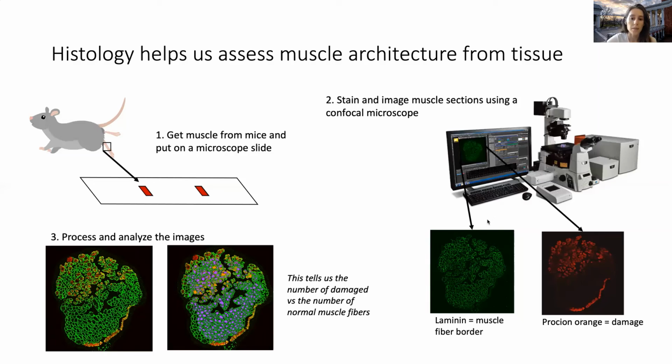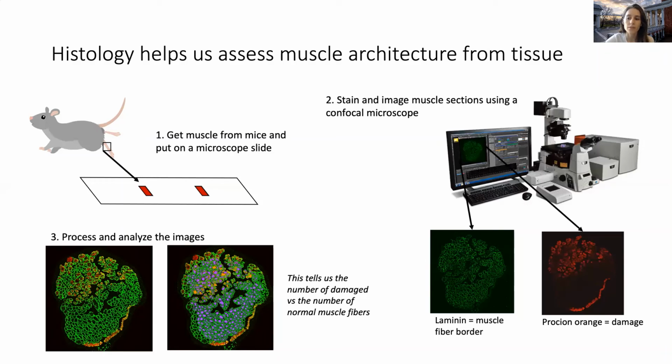One is laminin, which is shown here in green, which binds to the fiber border. And that just gives us the details of the muscle fiber. Then the second one we used is Prussian orange, which shows the damaged tissue. So all of the damage is highlighted in red here.